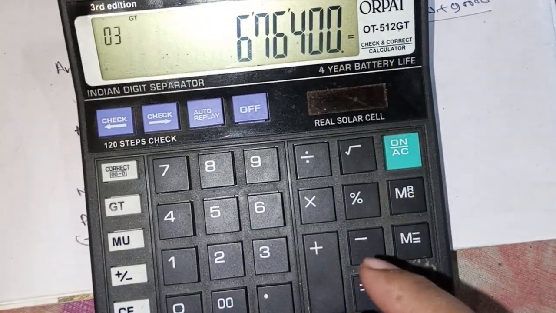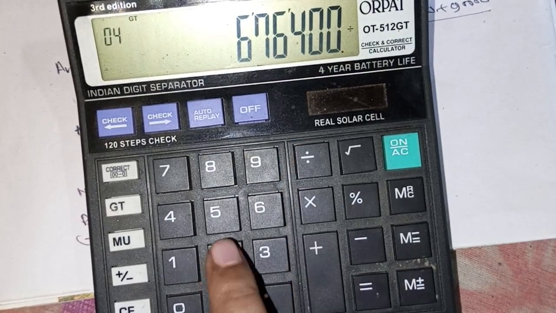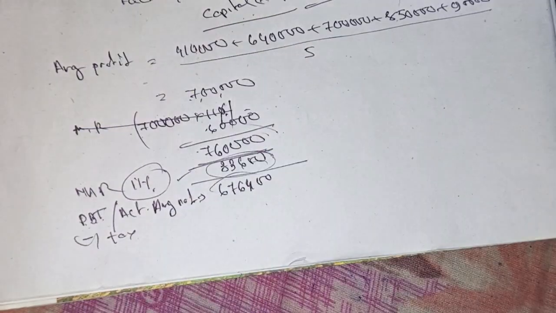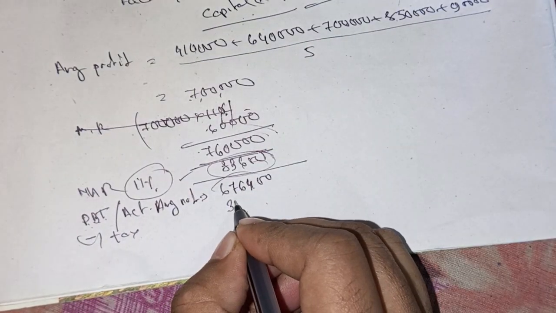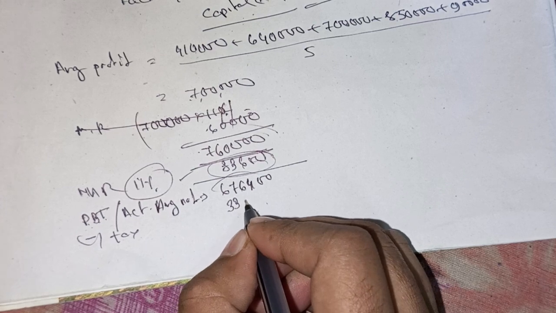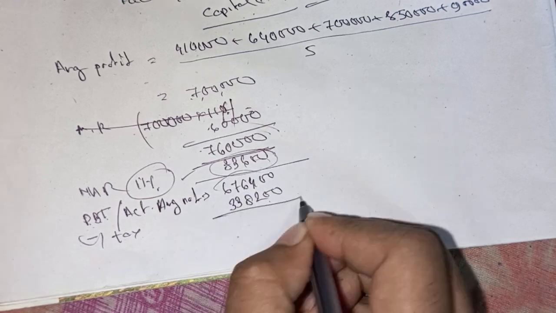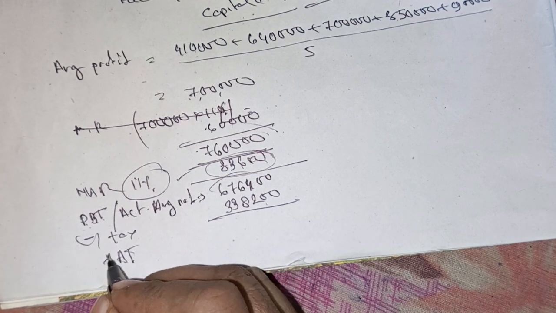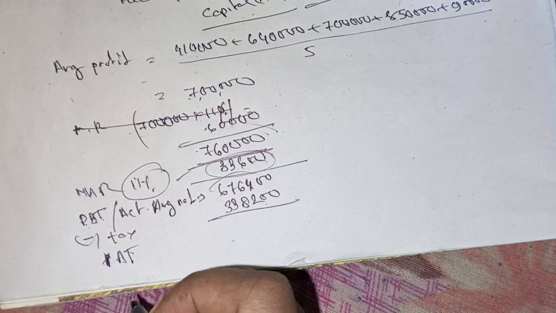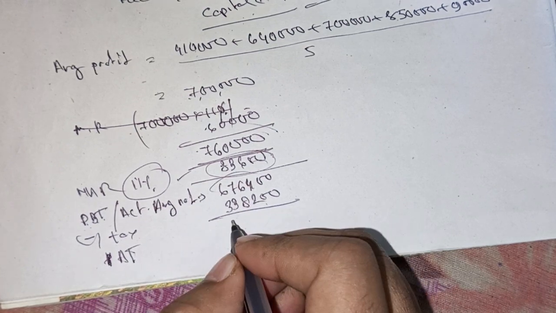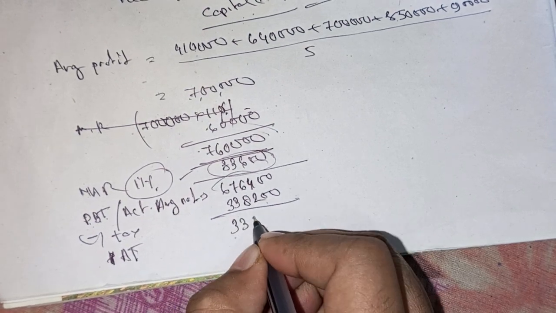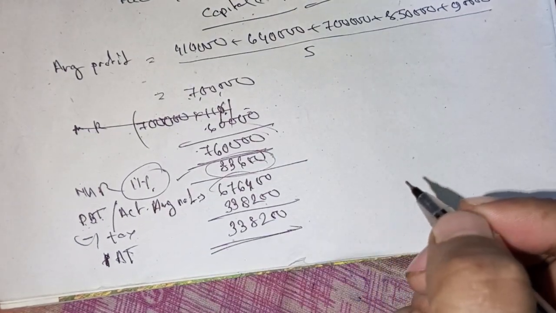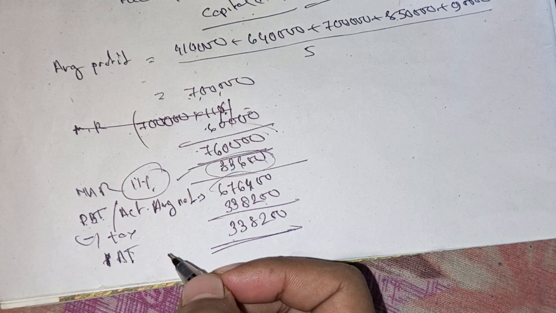So how do I calculate? 50% is the same as dividing by 2, which gives 3,38,200. Now PAT, which means profit after tax. After deducting the tax, our profit is 3,38,200. Now this is our PAT, profit after tax.